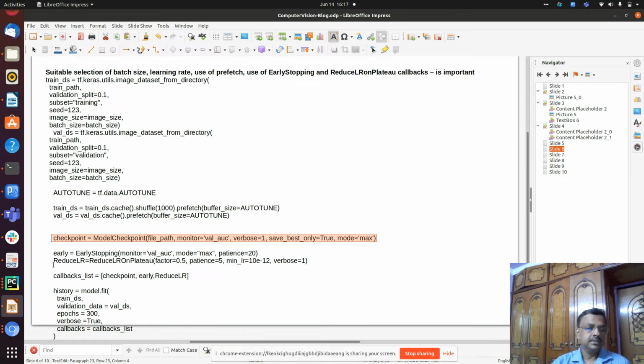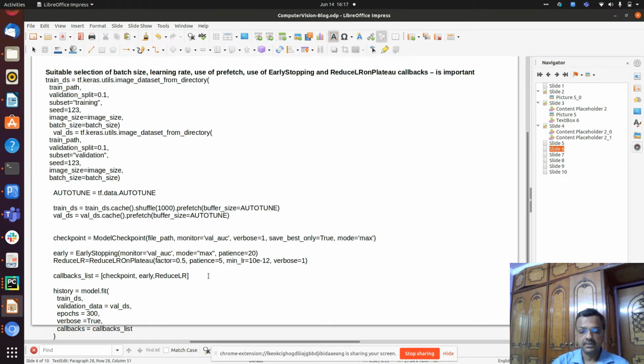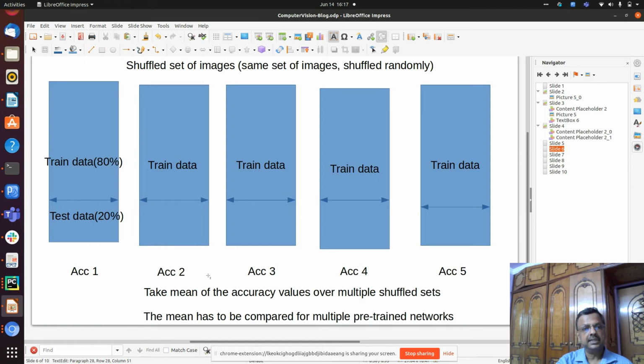Another thing used in many Kaggle notebooks is reduce LR on plateau. Instead of keeping the learning rate constant, we use reduce LR on plateau, with the patience and factor, which we can vary and check. It generally helps. So this callbacks list is also important. Here I'm using checkpoint, early stopping, and reduce LR on plateau. This is, I've seen, one of the best practices that professionals use. Just wanted to share that.